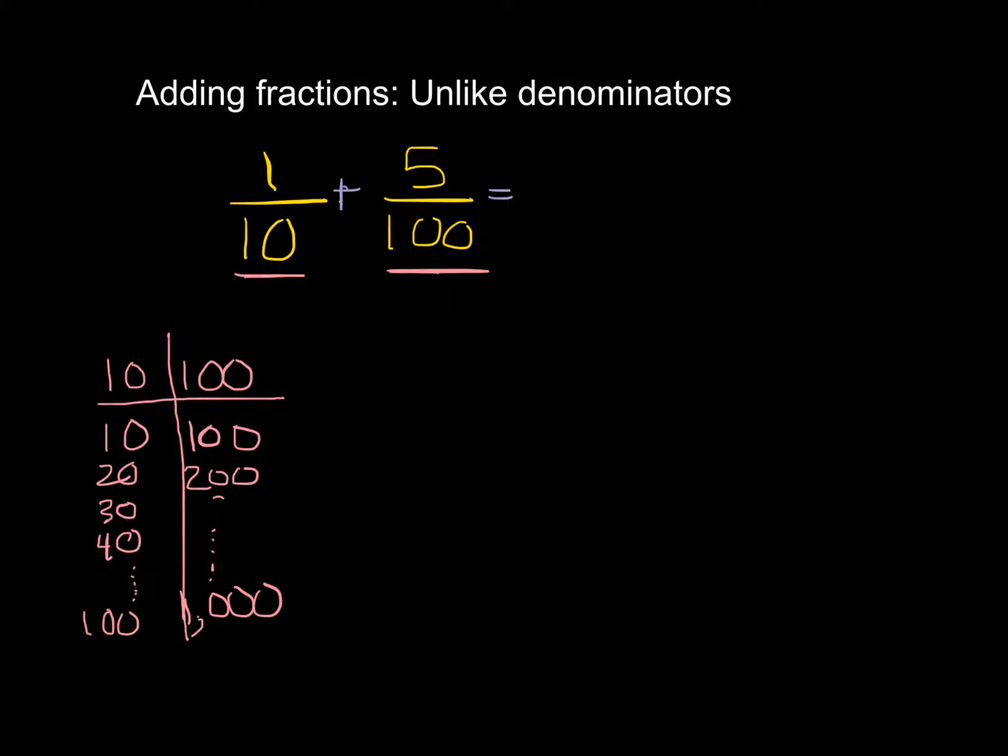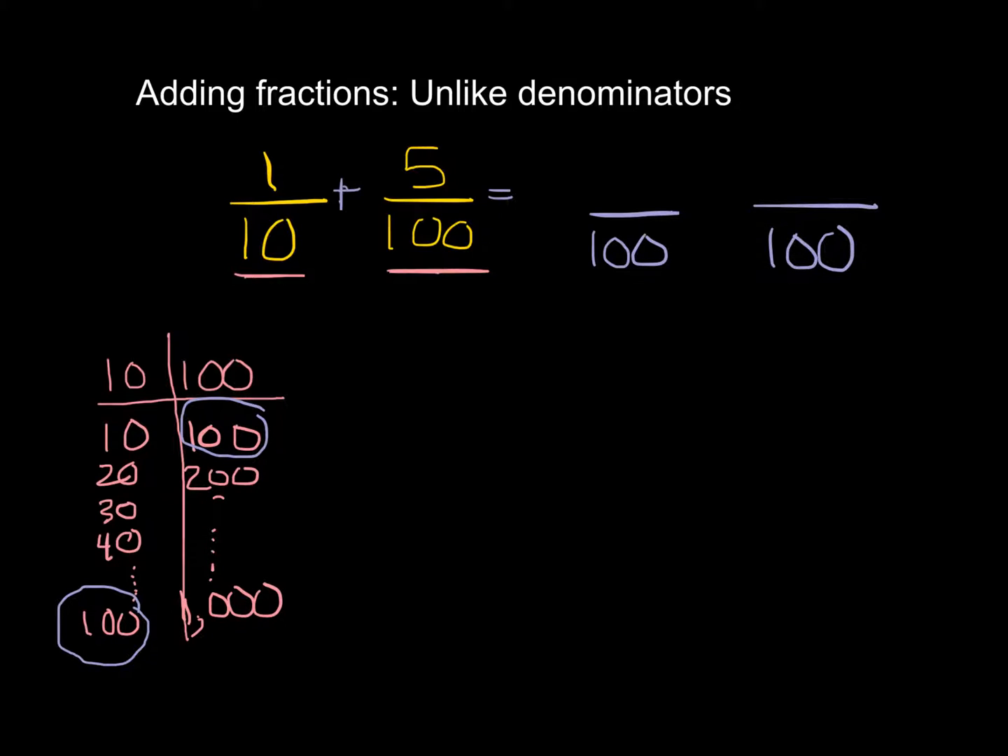But right here, we see that 10 times 10 equals 100, and 100 times 1 equals 100. So we have found our common denominator. Both numbers can go into 100. Now, this is where it gets a little confusing, so I'll use a different color here.